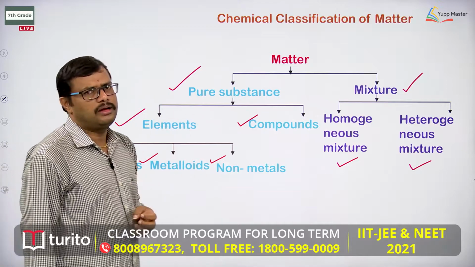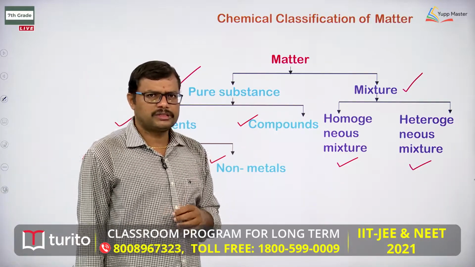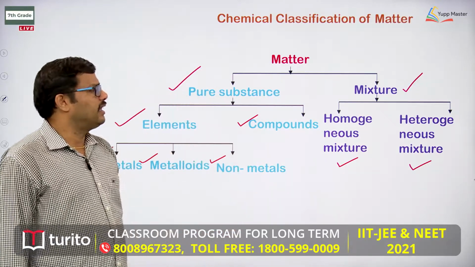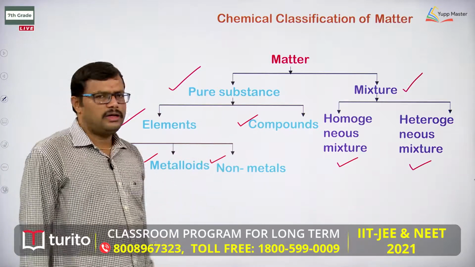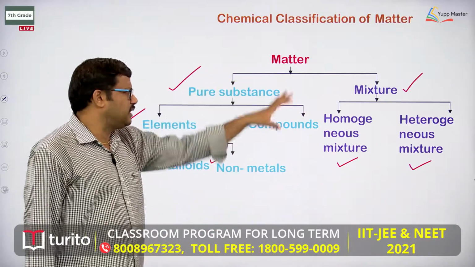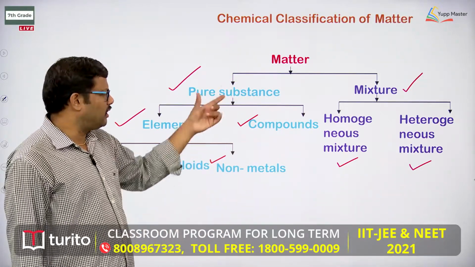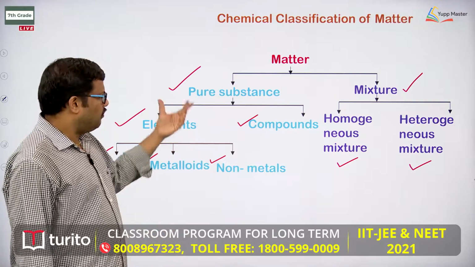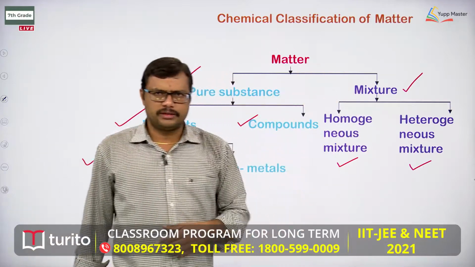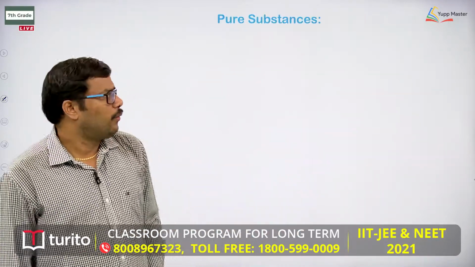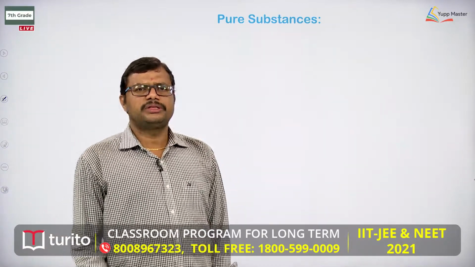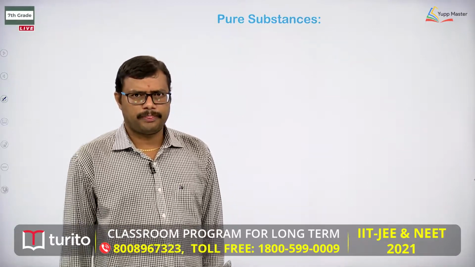So, on the chemical basis, or the chemical properties basis, we can categorize matter into these many different categories. We have to look at all the different types of categories that are given. First, we will look at only the pure substances, we wind up all these things and then we move on to the mixture. Right. What is a pure substance then? How to define a pure substance? Which substance is taken as a pure substance?